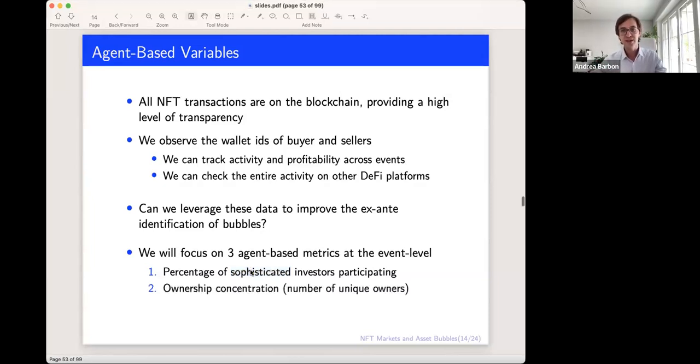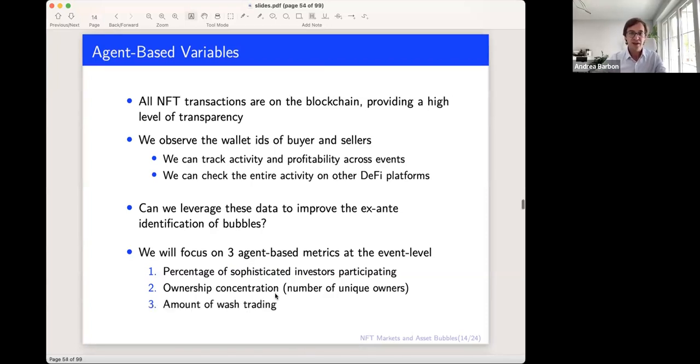And the second variable is the ownership concentration. Okay, so that's the number of unique owners for a given NFT collection. Okay, so if every piece of the collection is owned by a different wallet, the ownership concentration measure would be 0. And otherwise, I mean, vice versa, the other extreme is that if every NFT in a single collection is held by the same wallet, then we say that the ownership concentration is 100%.